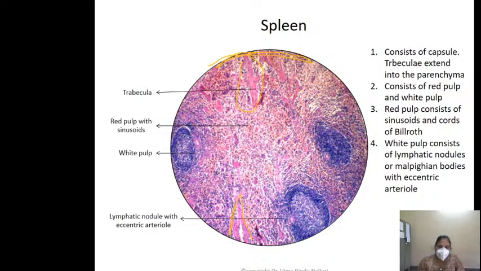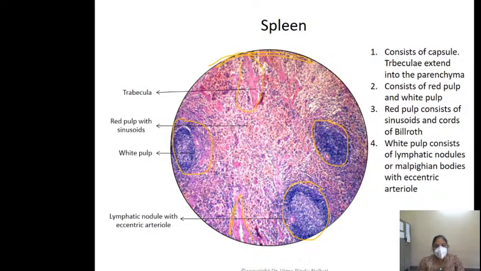When you see the parenchyma of the spleen, you see a number of lymphoid follicles. This is one lymphoid follicle, this is the other, and this is another. These lymphoid follicles we call the white pulp. In between the lymphoid follicles you see a number of sinusoids. The spaces you are seeing are the sinusoids filled with blood.